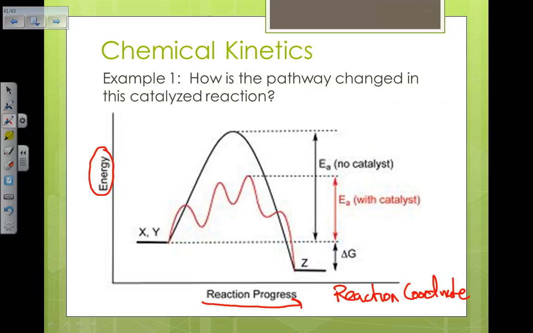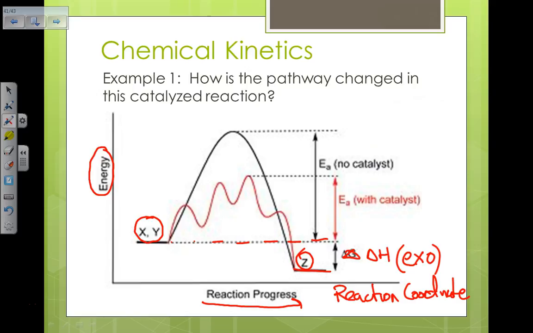So X and Y here are our reactants, and Z is the products. More on this later. The difference in energy between the reactants and the products, it's not delta G, it's delta H. That tells us that in this case the reactants have more energy than the products, so it has to give off energy. So this tells us that this is an exothermic reaction. More on that when we talk about thermodynamics.